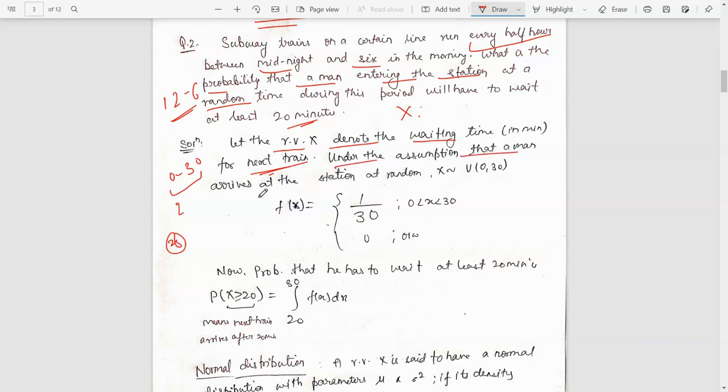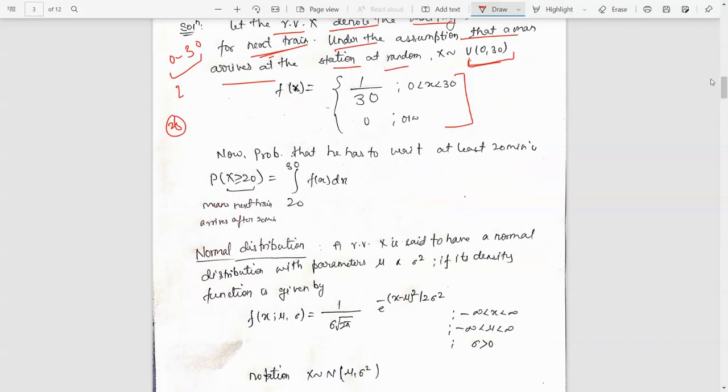Under the assumption that a man arrives at the station at random, x will follow a uniform distribution from 0 to 30, because you are going to wait at least 0 and at most 30 minutes to get a train. This is clear because the train schedule is every half an hour. So this uniform distribution can be written in this particular way. This is just the simple definition of the uniform distribution.